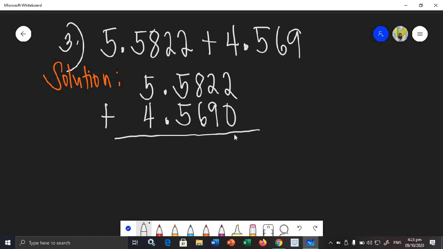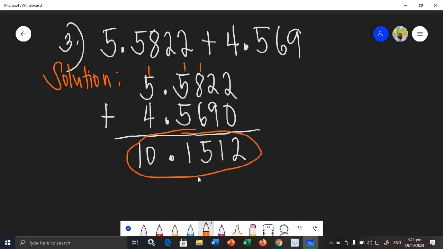Okay? So, 2 plus 0, that is 2 plus 9, that is 11. Okay? Carry 1. 1 plus 8 plus 6, that is 15, if I'm not mistaken, yes. And then carry 1. 1 plus 5 plus 5, that is 11. Carry 1. Again, don't forget the decimal point always. So, 1 plus 5 plus 4, that is 10. So, therefore, the sum of example number 3 is 10.1512. So, that's how you add decimal numbers.